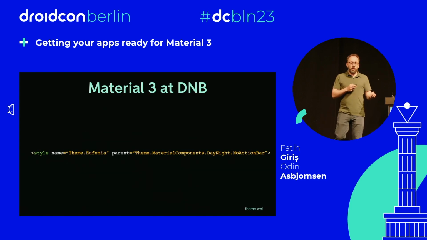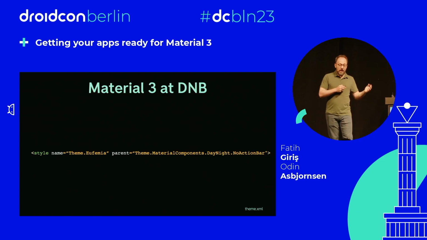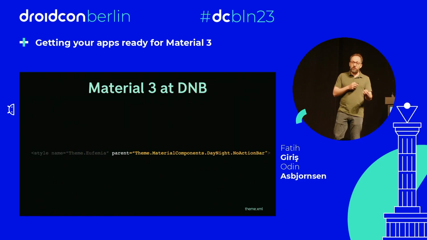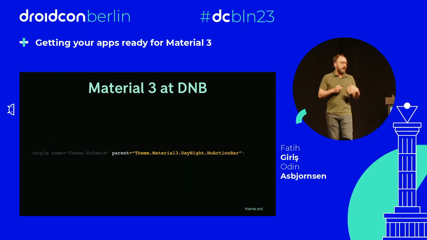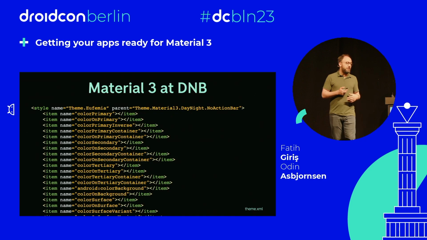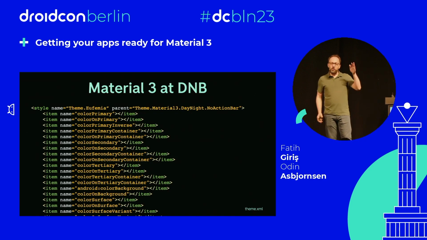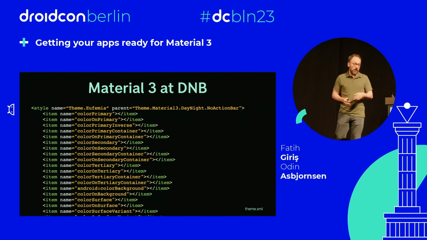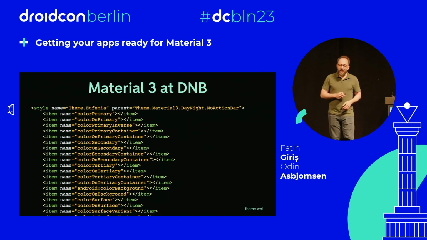First, you need to go to the parent style of your app theme, and you need to replace that parent style, the Material Components, with the Material 3. That's the first thing that you need to do. And then after doing that, you will have some color attributes that you need to set. So you need to still set all the 28 color attributes, which I'm not going to set here.